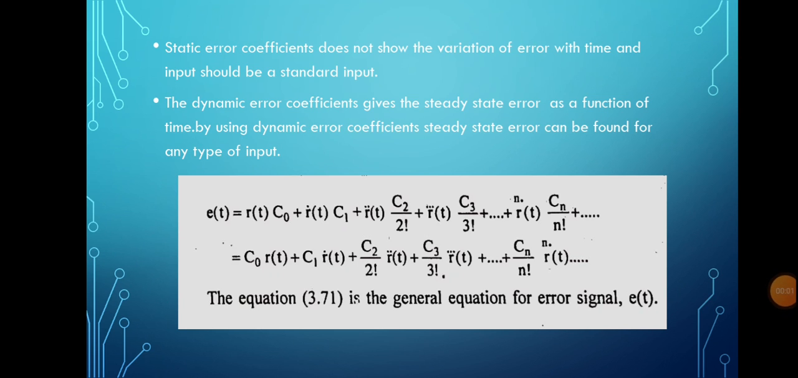Error coefficients. In the previous classes, we have studied static error coefficients and how to find the steady state error using static error coefficients. Static error coefficients are Kp, Kv and Ka. The static error coefficients do not show the variation of error with time, and the input should be a standard input such as step input, ramp input or parabolic input. So, this is a drawback of the static error coefficients.